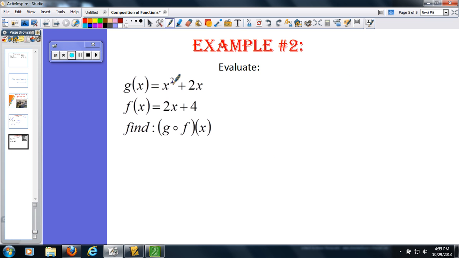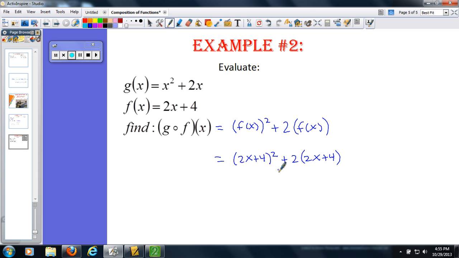I have g of x equals x squared plus 2x, and f of x equals 2x plus 4. So g of f of x means that I'm putting f into g. So this is going to be f of x squared plus 2 times f of x. Well, f of x is 2x plus 4. So this is 2x plus 4 squared plus 2 times 2x plus 4.